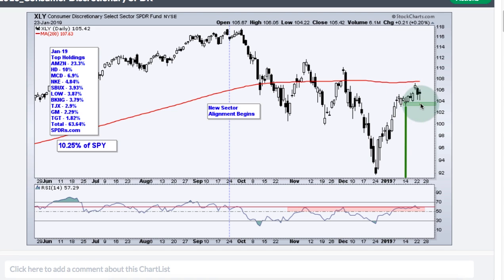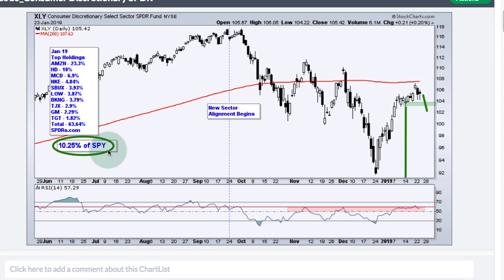And so I'm watching this low because if demand cannot hold this bounce and we see supply or selling pressure come in and push prices back below that support level, that's going to signal a trend reversal. And this is XLY. And you can see that it accounts for 10.25% of SPY.